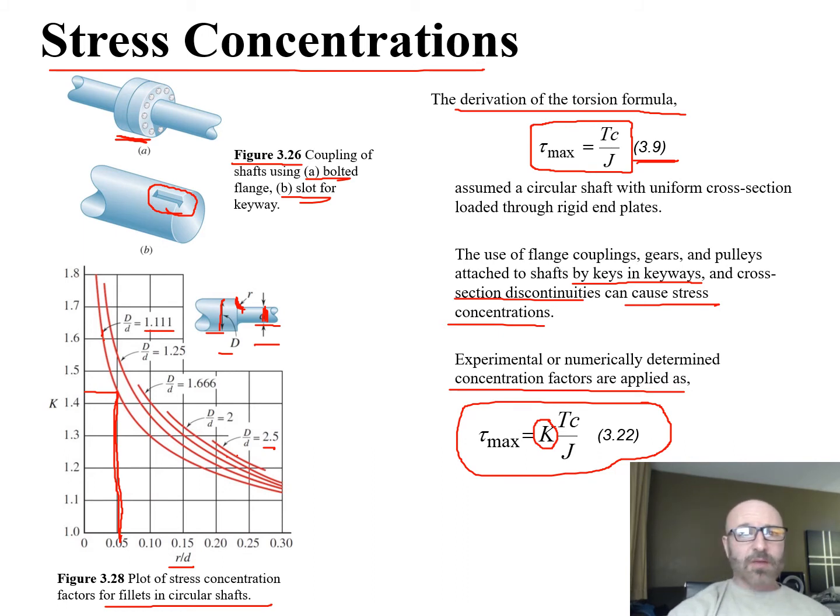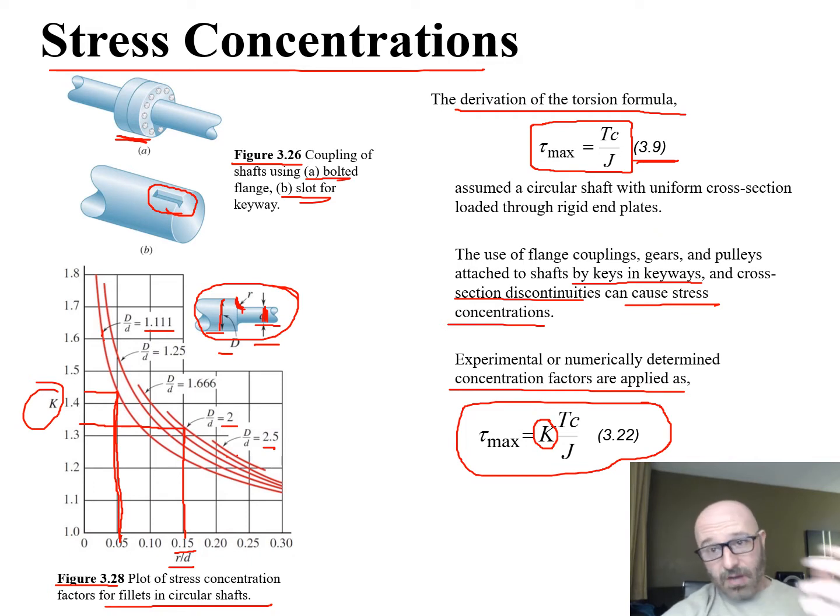Same type of thing for any other curve. Let's just say the D over d ratio was 2, and we had an r over d of 0.15. So we go over the 0.15, go up until we hit that curve. Then we come back over to the side and say we'd be at a 1.32 in that case. So that's how we're going to use this chart from figure 3.28 in our textbook, along with our physical geometries, in order to calculate our K factor.